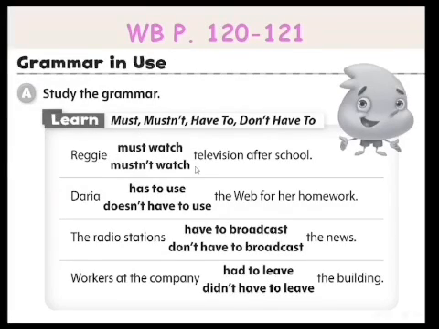Reggie must watch television after school. He needs to watch television after school. And we can use the negative and say Reggie mustn't watch television after school. And this means that he is not allowed to do this.